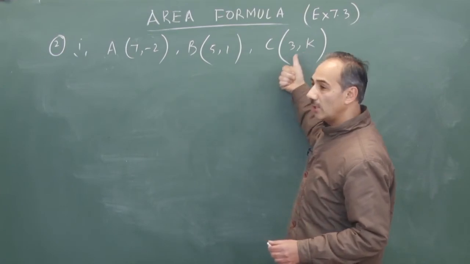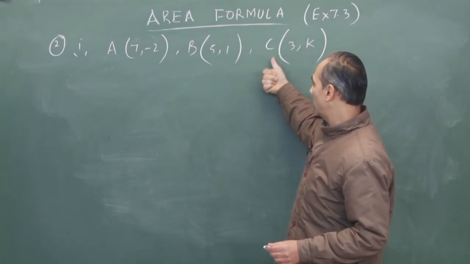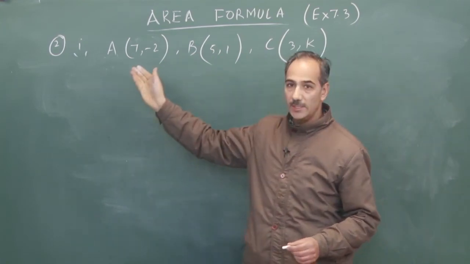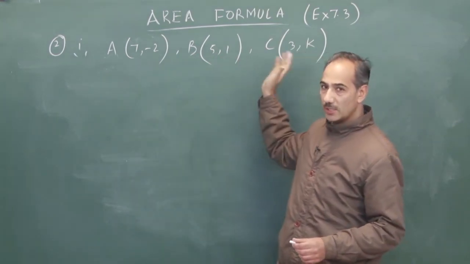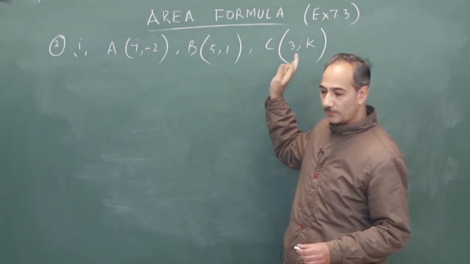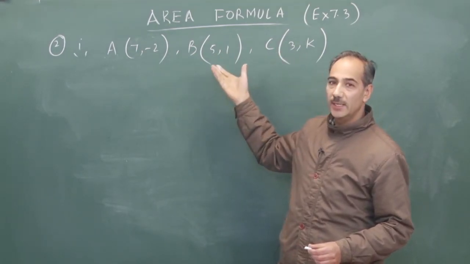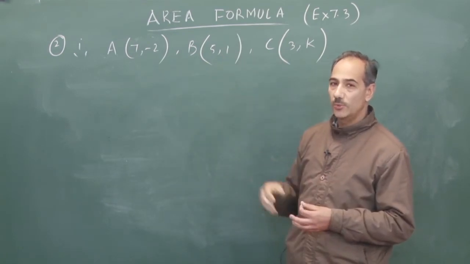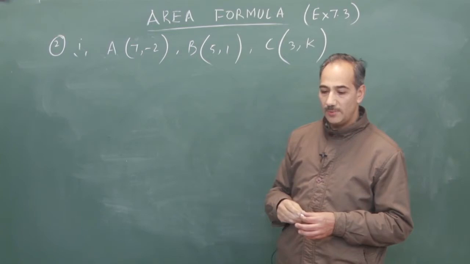K is the y coordinate of vertex C. What's the value given to k so that these 3 points are collinear? So these 3 points are collinear for a certain value of k. So we'll take area and we will equate area of the triangle ABC equal to 0 because points are collinear, so area of triangle ABC will be 0.